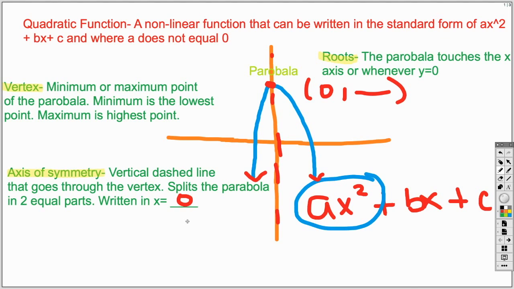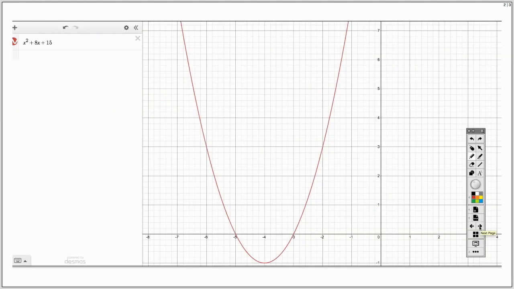And then roots is another word for x-intercepts. Roots is saying that whenever a parabola touches the x-axis, it's a root. So this would be a root. And what other point touches the x-axis? This one. So these two would be roots. This is just a little gist of it. We're going to move on to a more specific example, with coordinates and an actual equation.